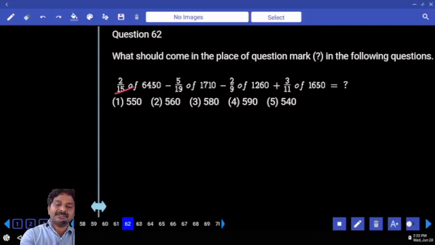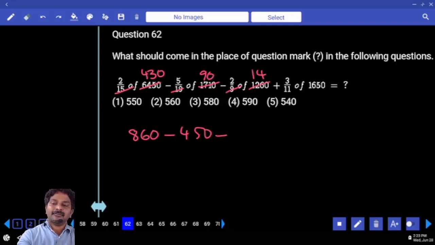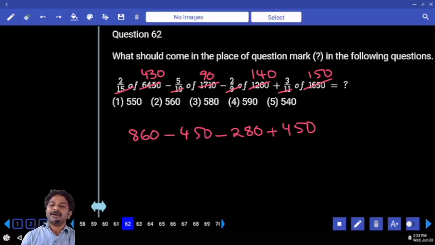Come on, cancellation with 15. 430. 2 times of that number, 860. First number is over. 19, how many times? And then a 0. 5 times of 90. 450 minus 9. 140 times. 2 times of it, 280. 11. 150 times. Sum is equal to 450. Sum of both the positive numbers.